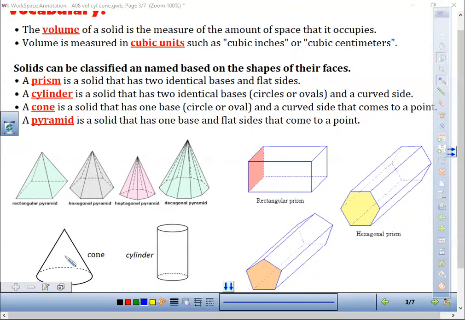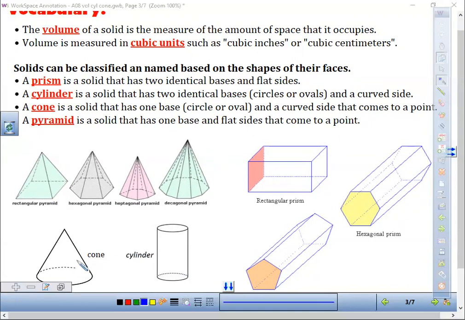A cone, as you can see down here, is a solid that has one base, a circle or oval, and a curved side that comes to a point. So a cone has one circular base, and it comes up to one point. A pyramid is a solid that has one base, just like the cone, and flat sides that come to a point.